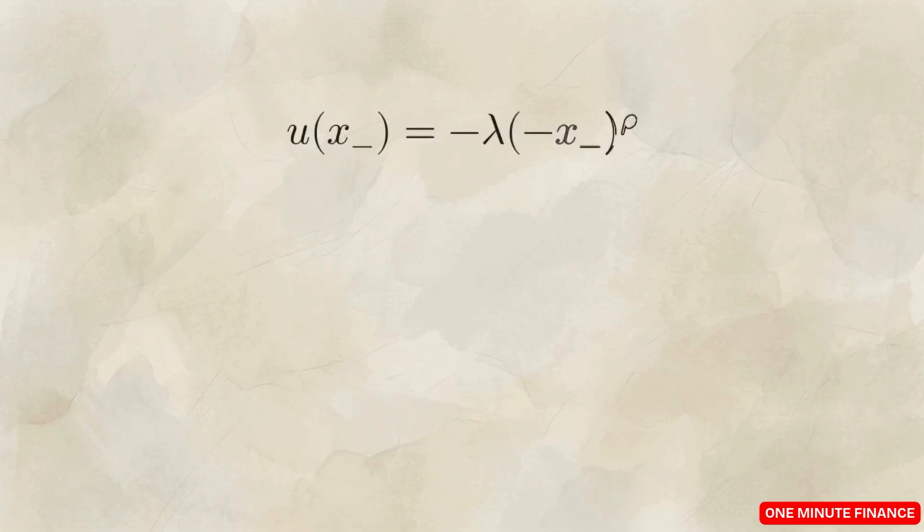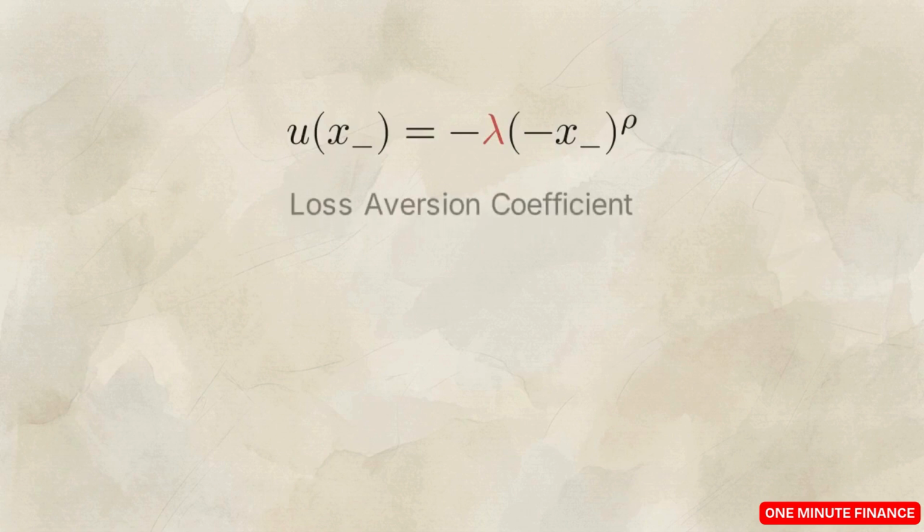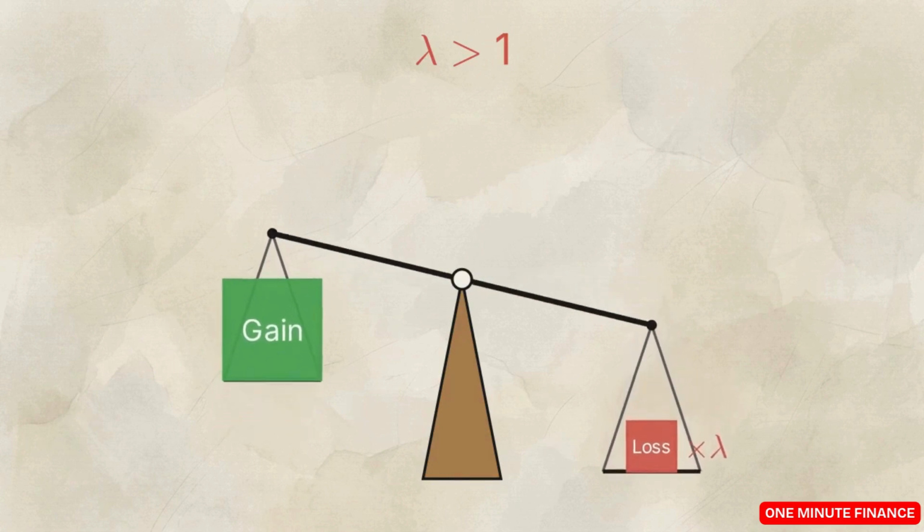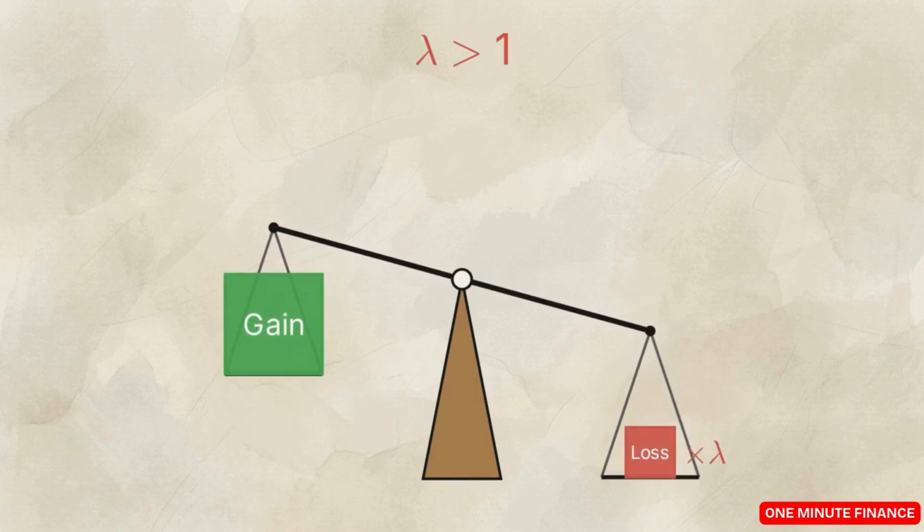This highlights the lambda variable, which represents the loss aversion coefficient, the multiplicative weight assigned to a financial loss. When lambda is greater than 1, financial losses are overvalued. A small loss psychologically outweighs a larger gain.